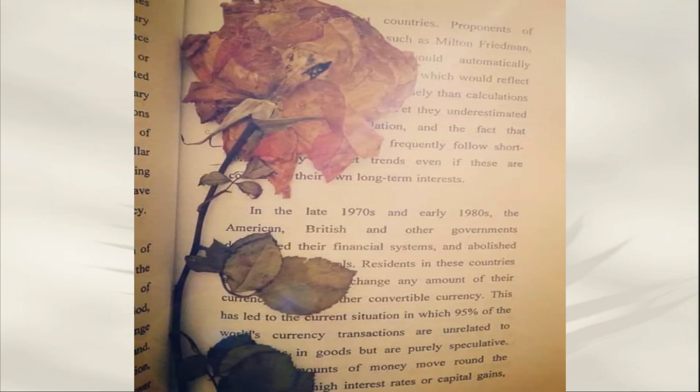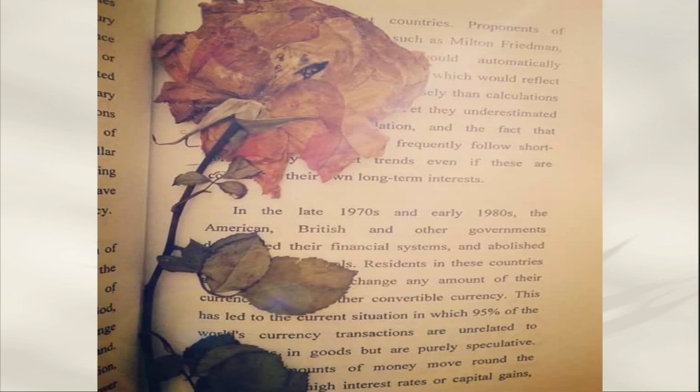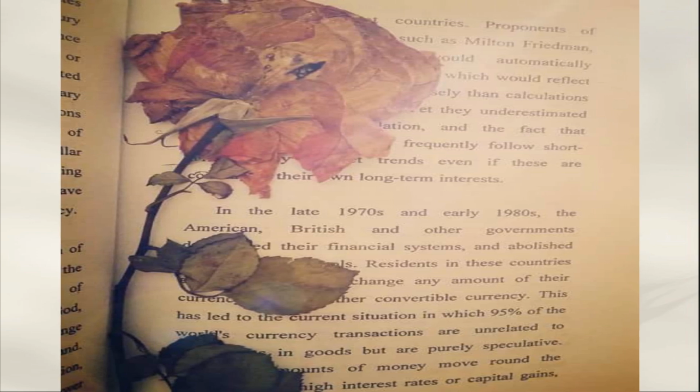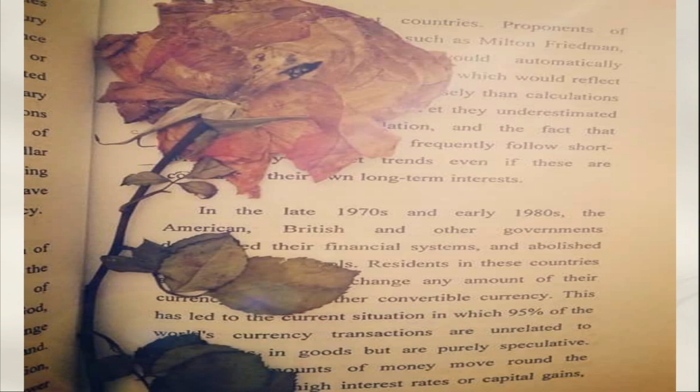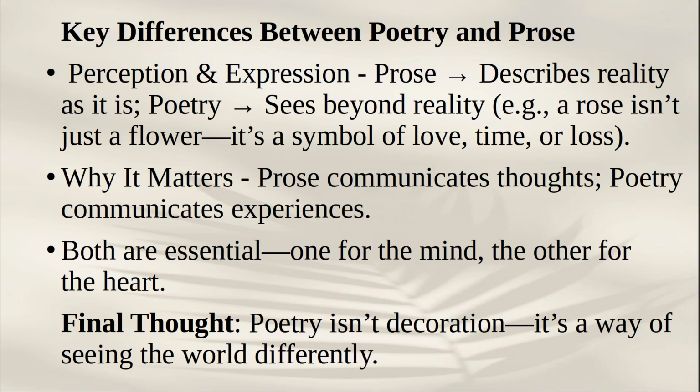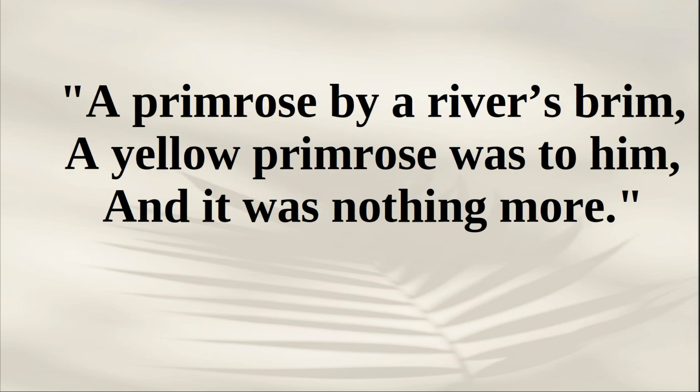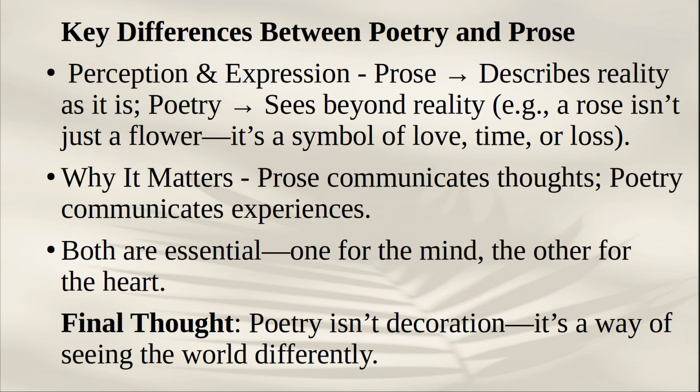Yes, those are there. But to a poet, the rose is also a doorway to memory, to longing, to the fleeting nature of beauty itself. Wordsworth once wrote about a man who saw a primrose and thought nothing of it. A primrose by a river's brim, a yellow primrose was to him, and it was nothing more. But to Wordsworth, that same flower was alive with meaning, pulsing with joy.